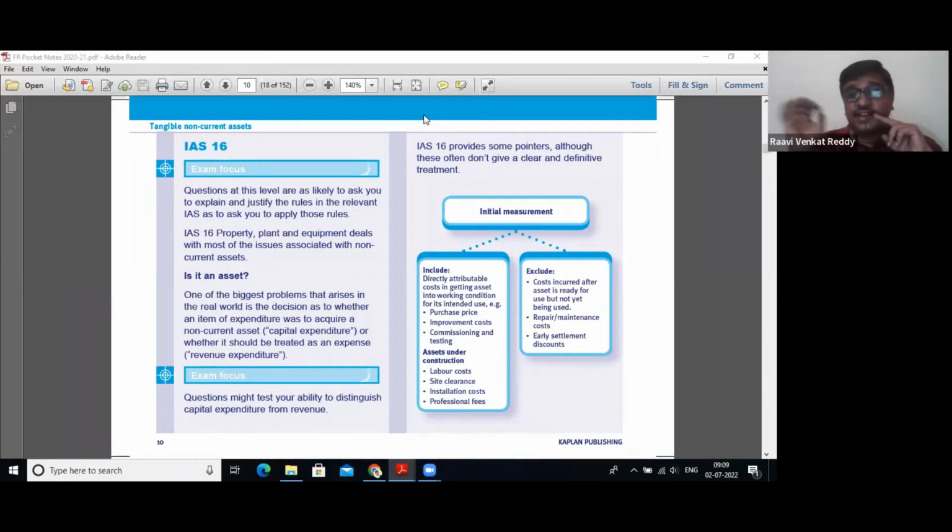Here I can see that some participants are raising their hands. I don't know whether it happened accidentally or do you have any query?